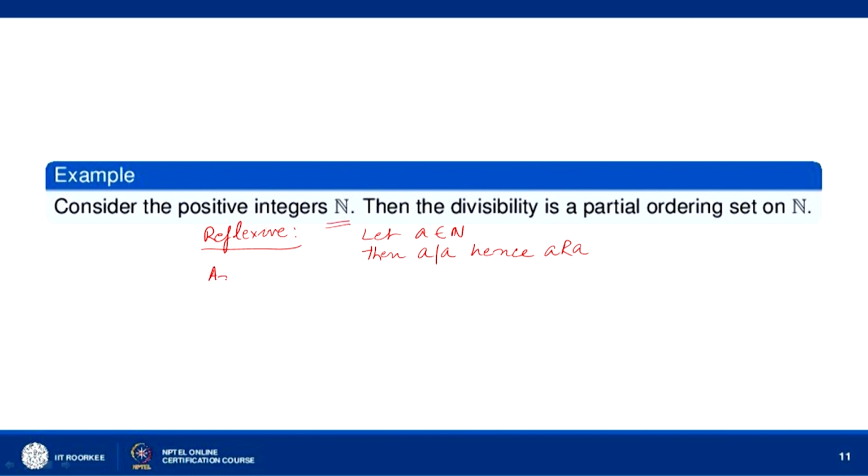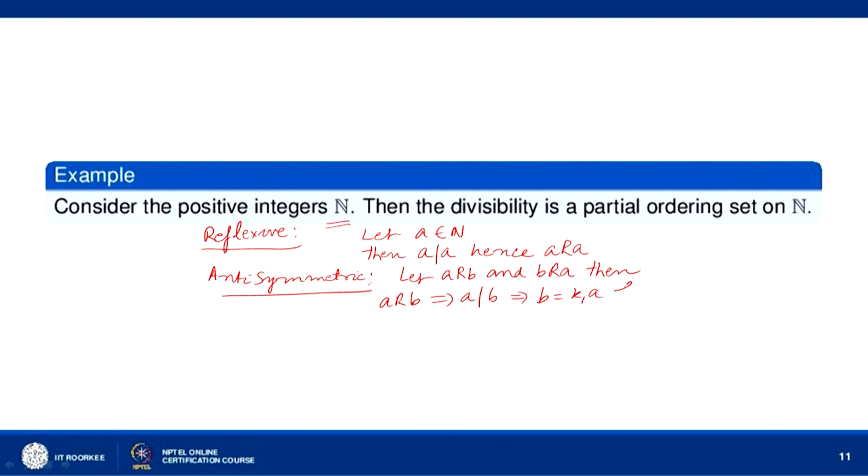Then antisymmetric. Let A be related to B and B be related to A. Then A R B implies A divides B, which means that B equals K1 times A for some positive integer K1.